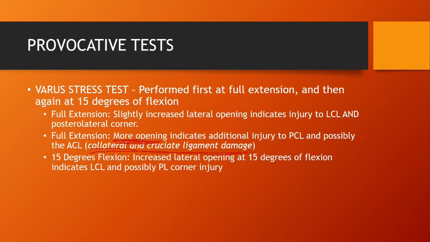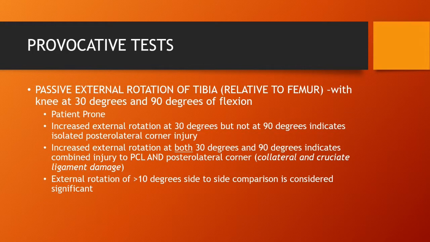And then at 15 degrees of flexion, increased lateral opening is going to suggest injury to the lateral collateral ligament, and then also possibly additional posterolateral corner structures. Okay, so we're going to assess at both full extension and then also at 15 degrees of flexion. So that test is done supine.